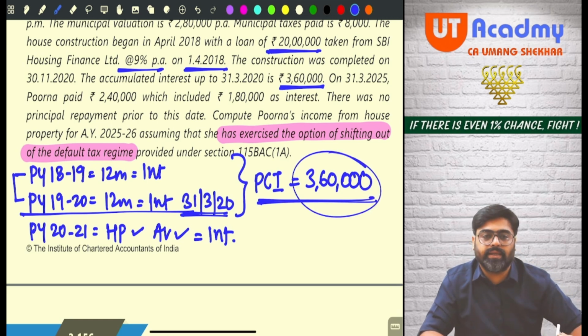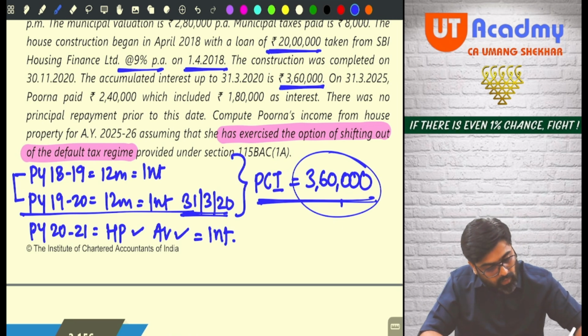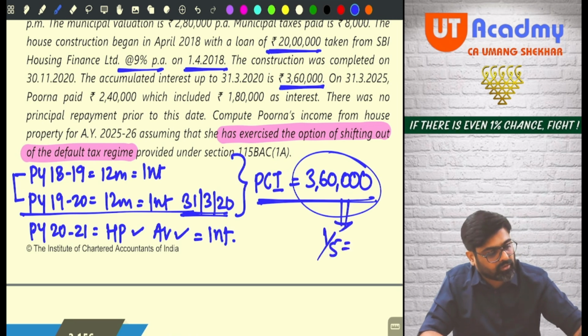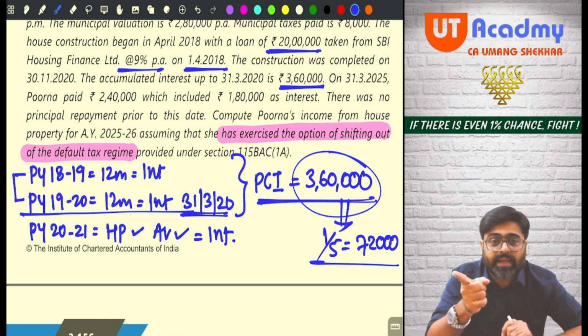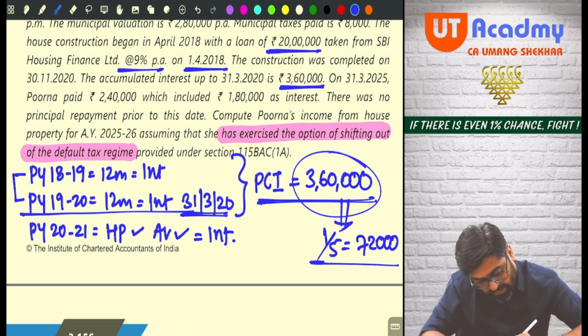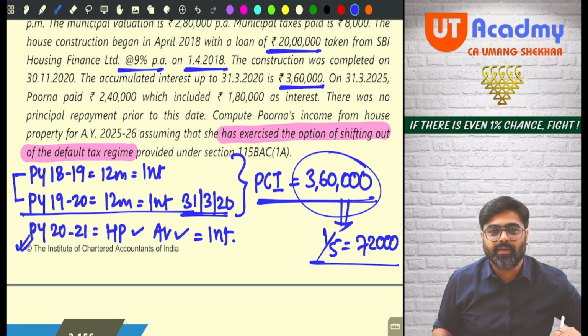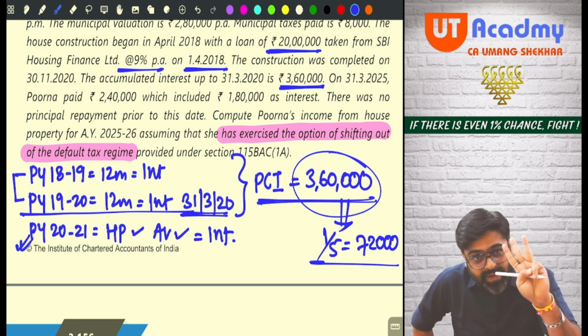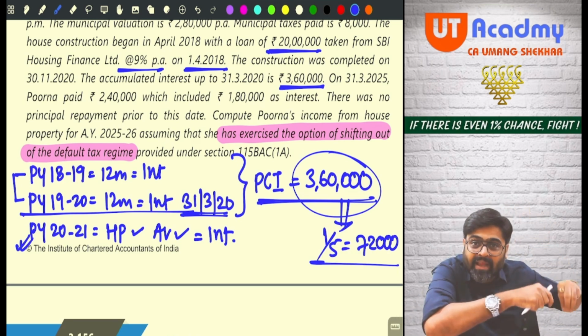Now this 3 lakh 60 is the total pre-construction interest for this pre-construction period, and will be allowed in 5 equal annual installments. Can I say 1/5 of this will be 3 lakh 60 divided by 5 will be 72,000, everyone? Yes or no? 72,000 will be allowed for the first time in the year in which the construction was completed. So what was the year in which the construction was completed? 2021. So 72,000 you have already claimed in 2021. Then 21-22. Then 22-23. Then 23-24. And can I say 72,000 last time you will be claiming in our previous year?